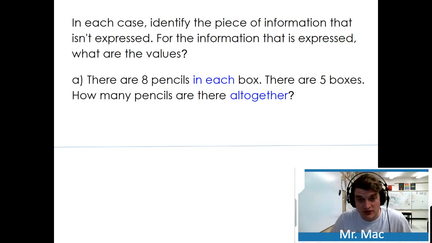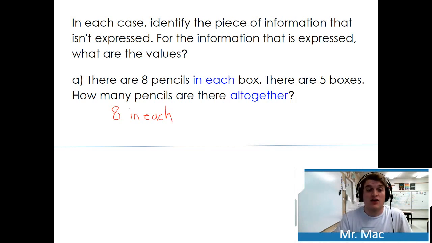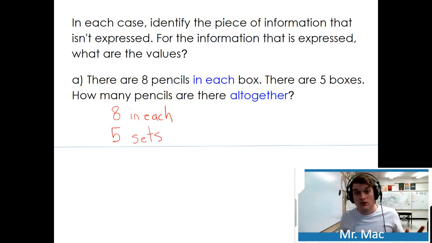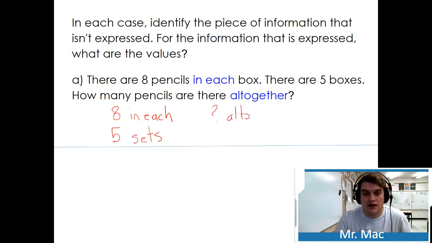There are 8 pencils in each box. There are 5 boxes. How many pencils are there all together? In each box, we have 8 in each, also known as 8 in each set. There are 5 boxes, which is our sets. And then what we don't know is all together. Question mark beside all together. Go ahead and complete the next couple questions.